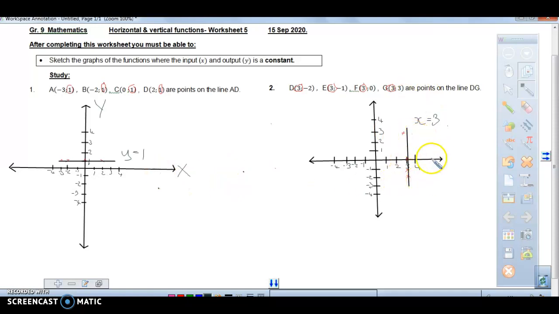That is it. This is today's work. So if y is the constant, then the line will be parallel to the x-axis. And if x is the constant, your straight line will be parallel to the y-axis. Enjoy the homework, and that is that.